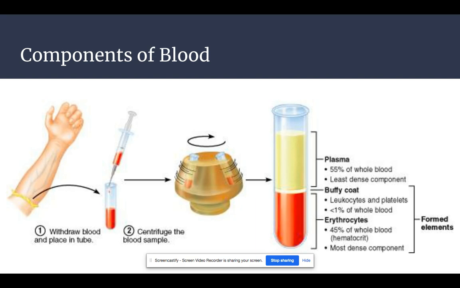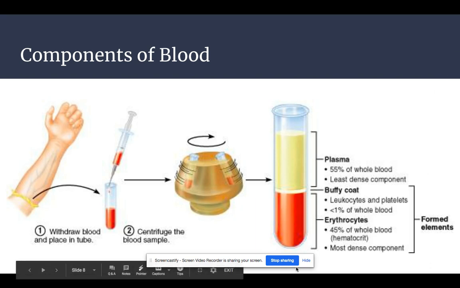And what that does is it's going to separate the different components based on their density. So at the bottom here, you see that there is going to be the erythrocytes, or the red blood cells, and these are going to be the heaviest parts. So this is going to be very dense because it's at the bottom.